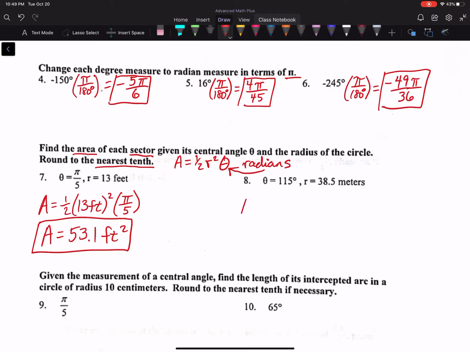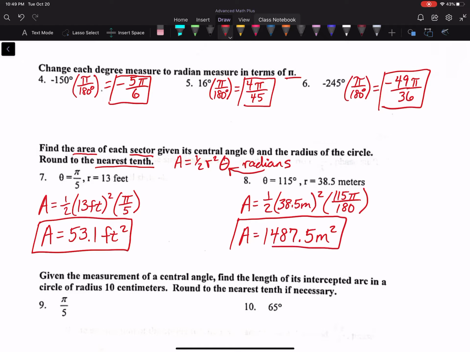Same thing with number 8, same formula, 1/2. R in this one is 38.5 meters squared. This time the angle is in degrees, so I'm going to say 115 pi divided by 180. That will change it to radians, and I'll let my calculator do the rest. Okay. Put that in your calculator, you get 1,487.533213, which will just be 1,487.5 rounded to the nearest tenth square meters.